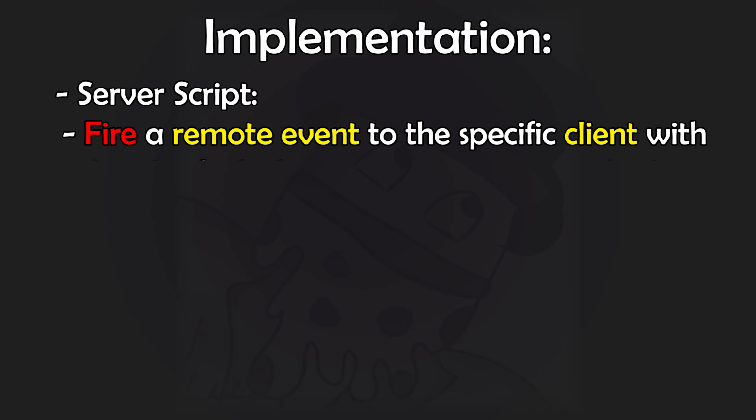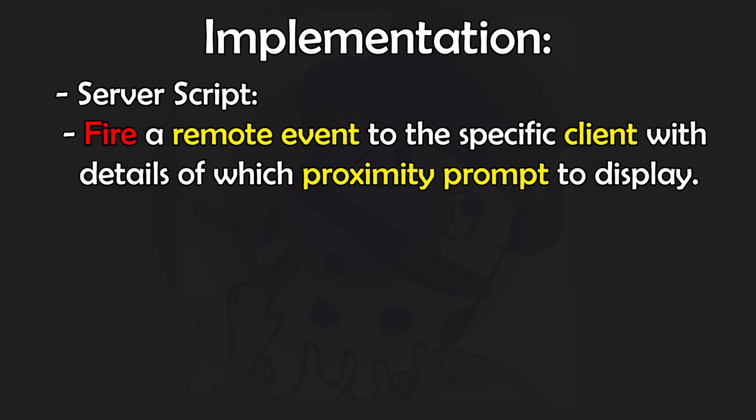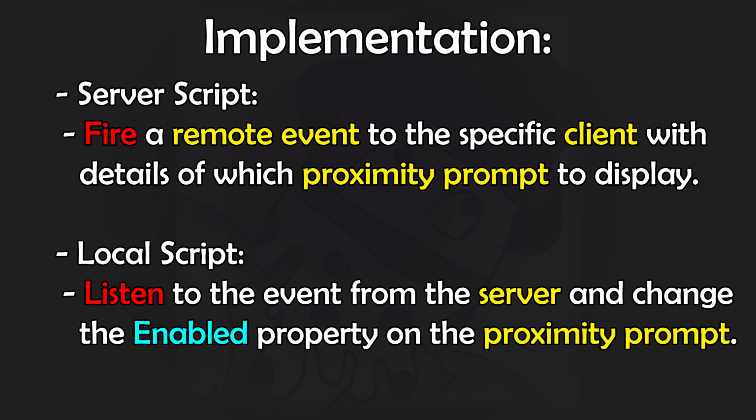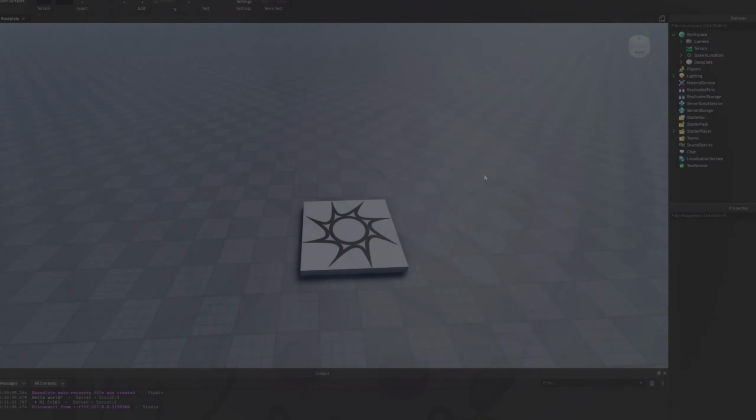Now, how is this going to be implemented? First, we're going to have a server script that fires a remote event to a specific client with details of which proximity prompt to display. And then we're going to have the local script that listens for that event from the server and changes the enabled property on the proximity prompt that the server tells the local script to change. So now let's hop right into Roblox Studio and get down into it.